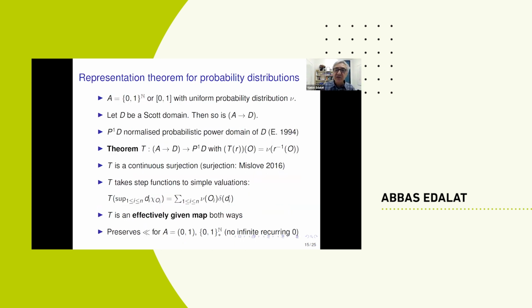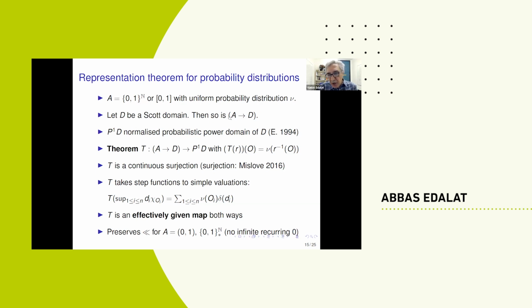So there's this representation theory for probability distributions on Scott domains, and this is the key result that is the basis of our work. Take the probability space A, either the Cantor space or the unit interval with a uniform probability distribution nu, as I introduced earlier on, and let D be a Scott domain. Then the function space of random variables from the probability space A to D is itself a Scott domain. So that's a very important observation.